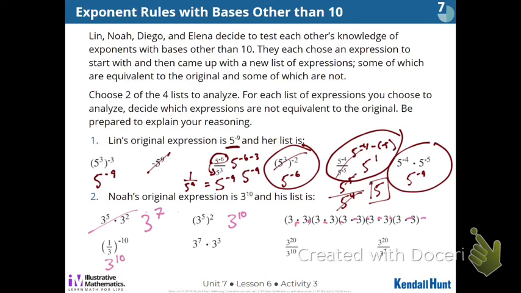7 factors of 3 and 3 factors of 3 for a total of 10 factors of 3. That one works. 10 of these cancel 10 of those for 3 to the 10th. That one works. And 2 of these cancel 2 of these for 3 to the 18th. That one does not work. We good? We are good, Mr. Mac.